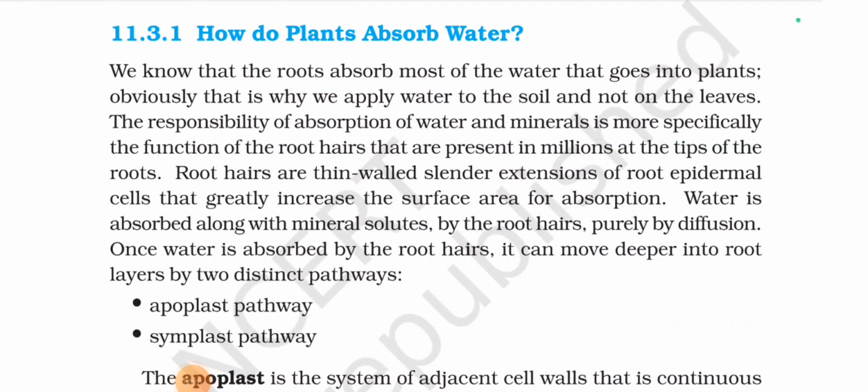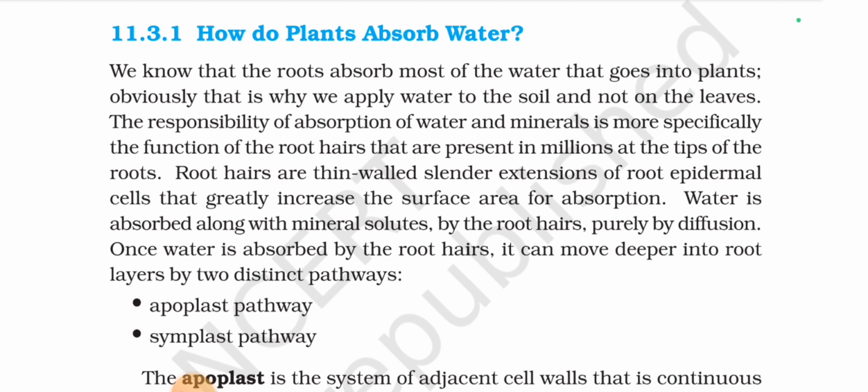How do plants absorb water? We know that the roots absorb most of the water that goes into the plants. Obviously, that is why we apply water to the soil, not on the leaves. कभी भी हम वाटर सोयल में ही देते हैं, जड़ में ही देते हैं, कभी भी हम लीफ में नहीं देते हैं, वो एब्जॉर्ब नहीं करता है, वो पता होना चाहिए. वहाँ से गैसेस एक्सचेंज ओनली होता है.